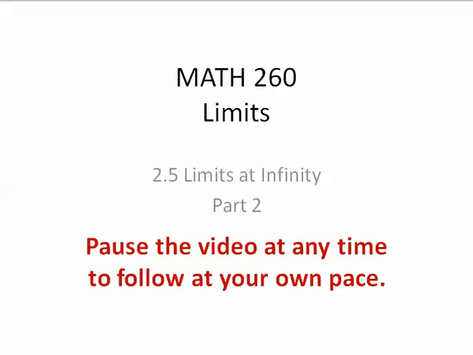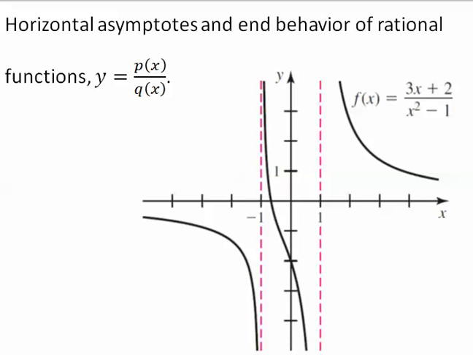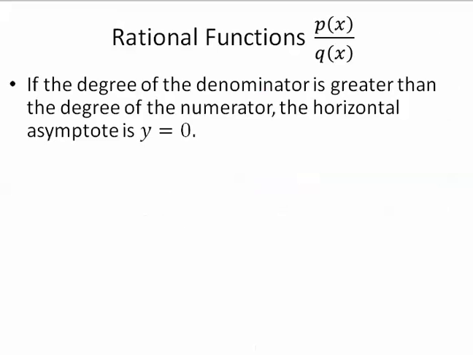Limits at Infinity, Part 2. Horizontal asymptotes and end behavior of rational functions is where we're going to begin our discussion.